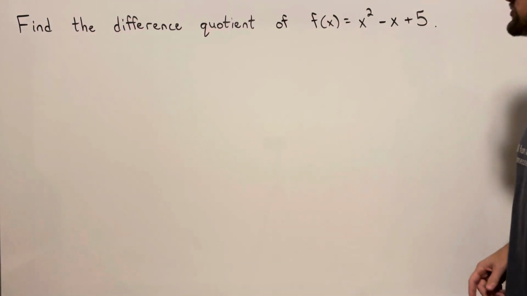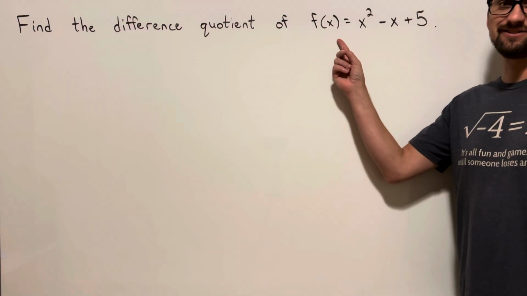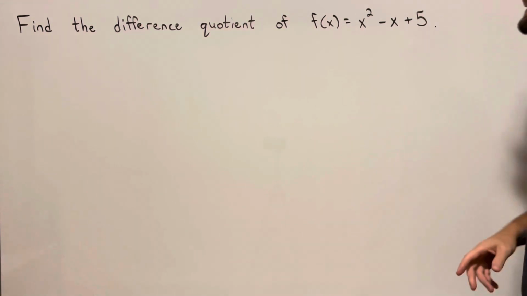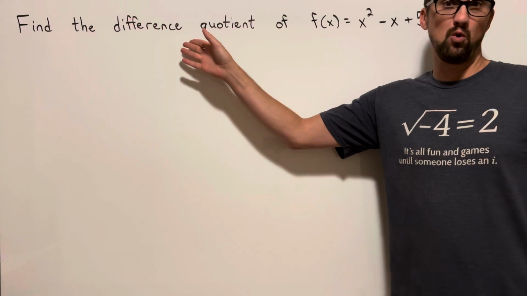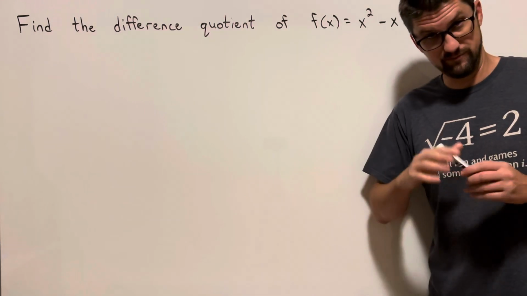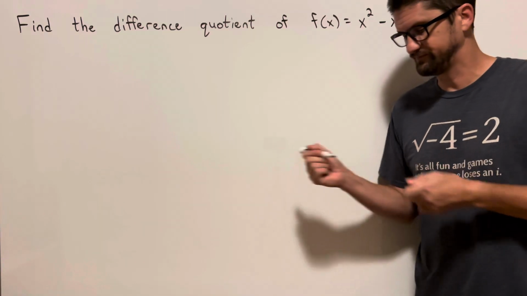Find the difference quotient of f of x equals x squared minus x plus 5. First thing you need to know is what the difference quotient looks like. Quotient, I mean, it's a fraction. It looks like a fraction.